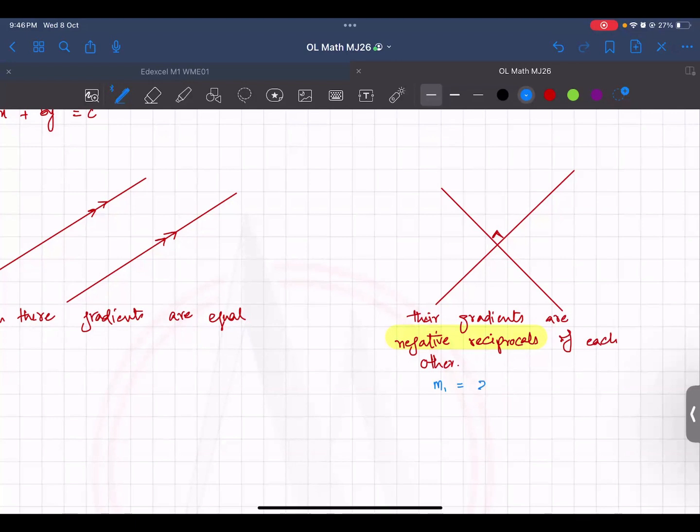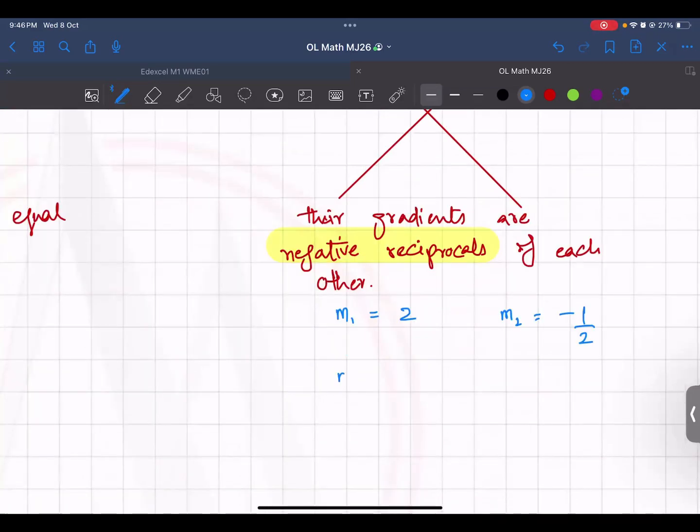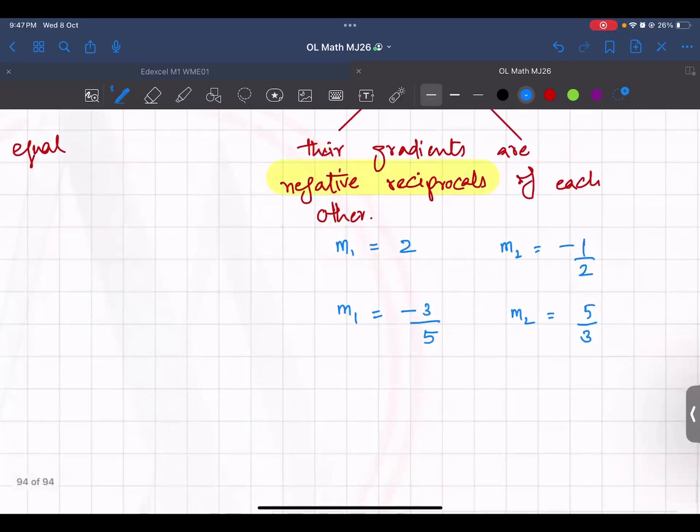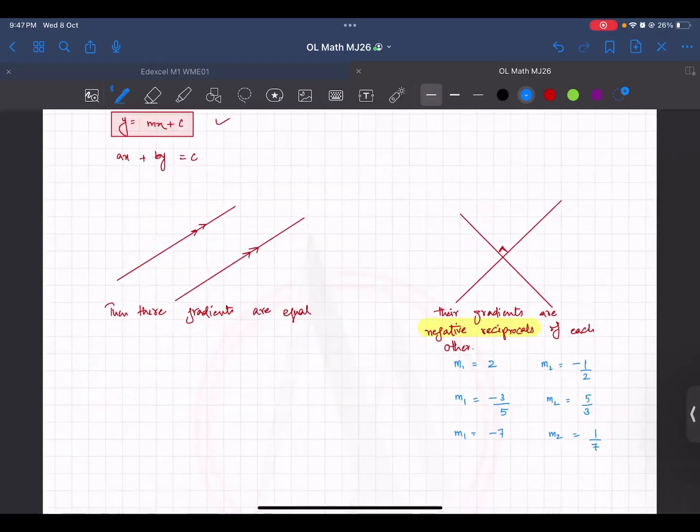For example, if the gradient of one line is 2, then the gradient of the other one would be, you multiply with the negative, and then you do the upside down, the reciprocal. So 2 would become -1/2, minus 1 upon 2, which is -0.5. If the gradient of one of the lines is -3/5, then you multiply it with a negative sign and do the upside down. So minus minus would become plus, and 3 upon 5 would become 5 upon 3. If the gradient of one line is -7, the other one would be 1/7. But the thing is that they should be perpendicular. They would use this word, perpendicular.